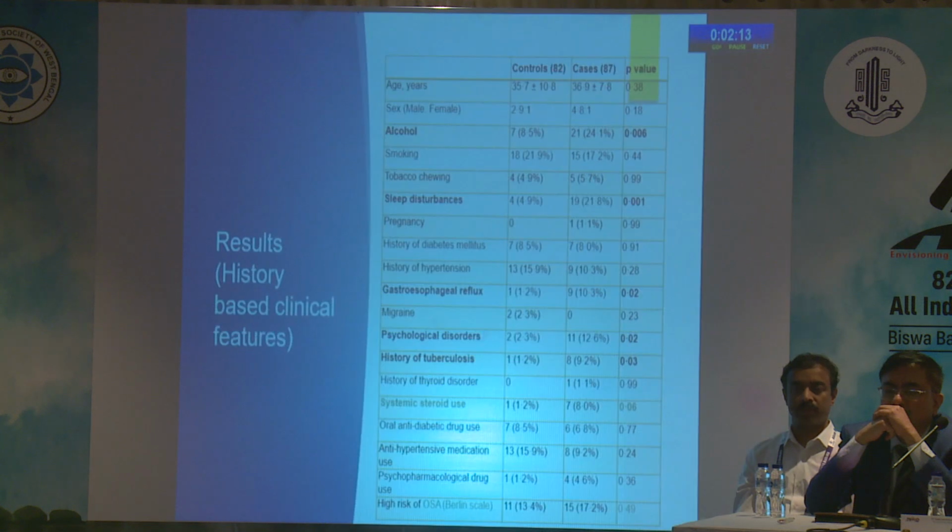Coming to the results, in the history-based clinical features, alcohol use, sleep disturbance, gastroesophageal reflux, psychological disorders, and history of tuberculosis were found to be significant in univariate analysis. Use of systemic steroids and obstructive sleep apnea risk were not significantly different.